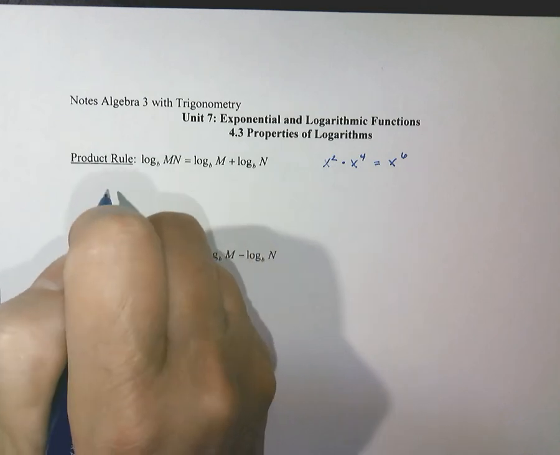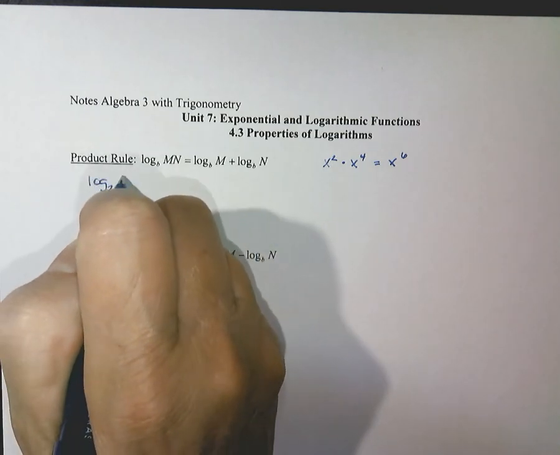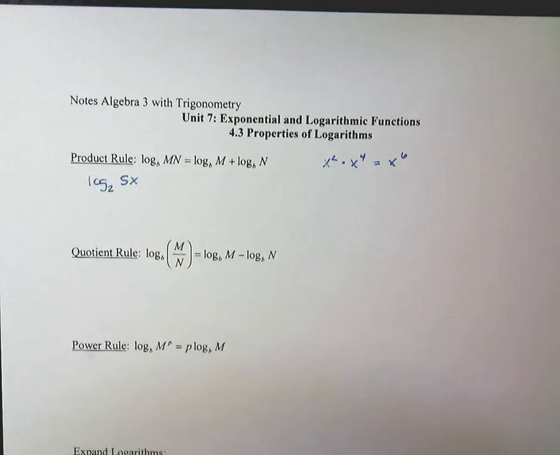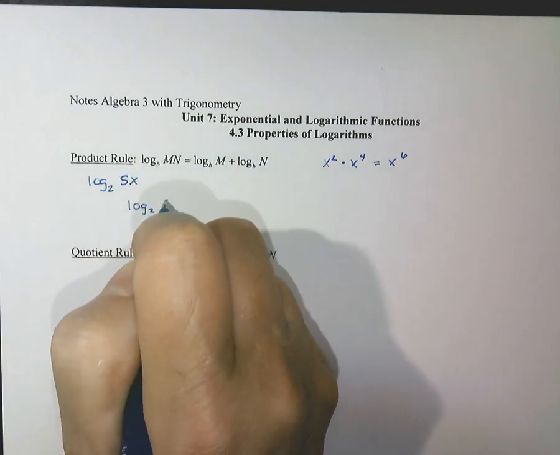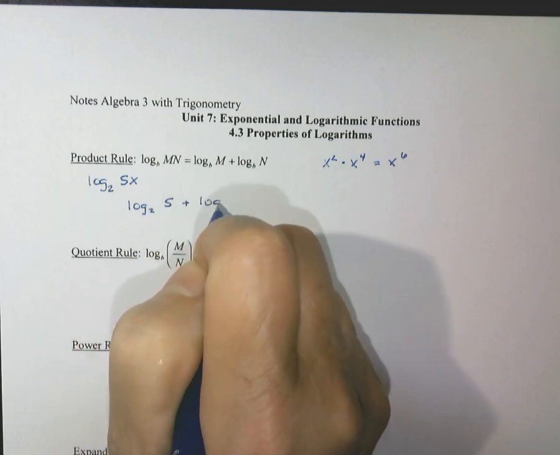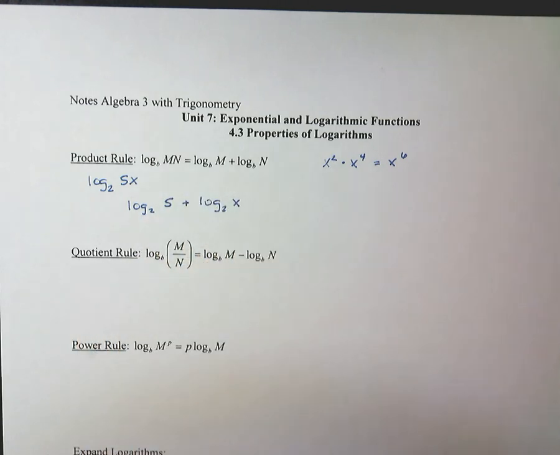So it's the same property with logarithms. An example would be if I had log base 2 of 5x. Well, that 5 is being multiplied by the x, so I can use this product rule. So I'd have log base 2 of 5 plus log base 2 of x.